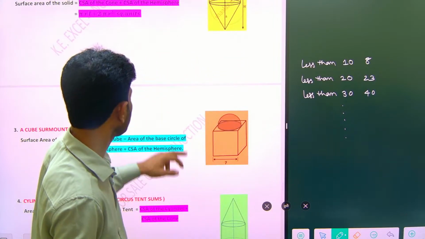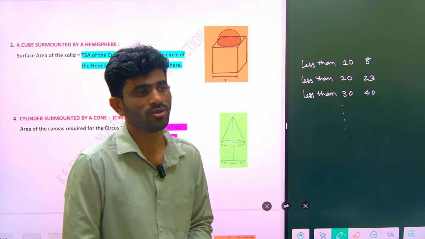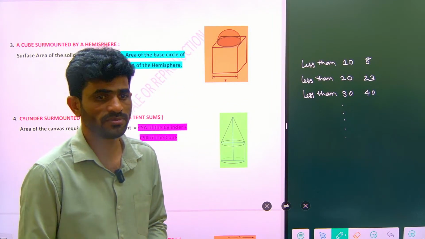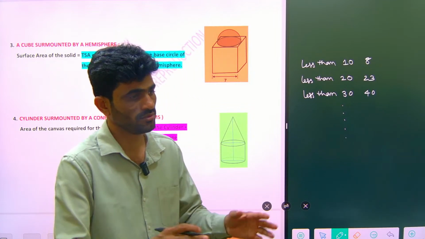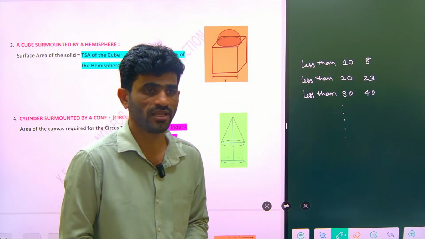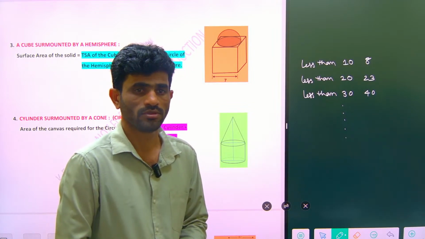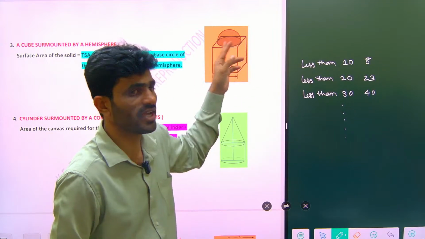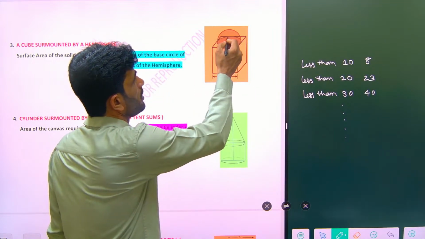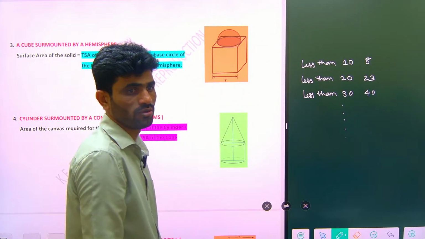Anyway, here what? Hemisphere is attached on cube. If hemisphere is attached on cube, what happens? If you want surface area, you take TSA of cube. All 6 faces will come in that. But in the top face, what is happening? Circle we are removing. This circle is not exposing outside. That circle should be removed.